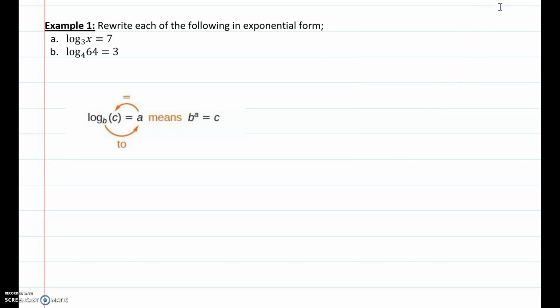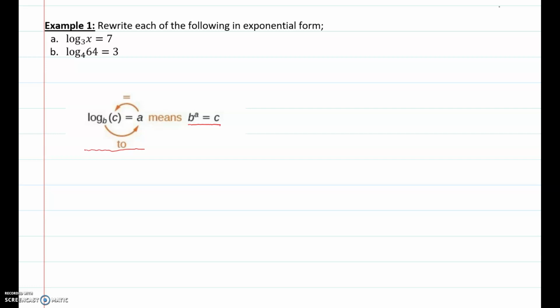Before we do this, we're going to use this little piece of knowledge. When we see something like log of c to the base b equals a, that's the logarithmic form. It means it's an equivalent way of saying b to the a equals c. So we're going to have to recognize this pattern and apply it to the questions that we're given.